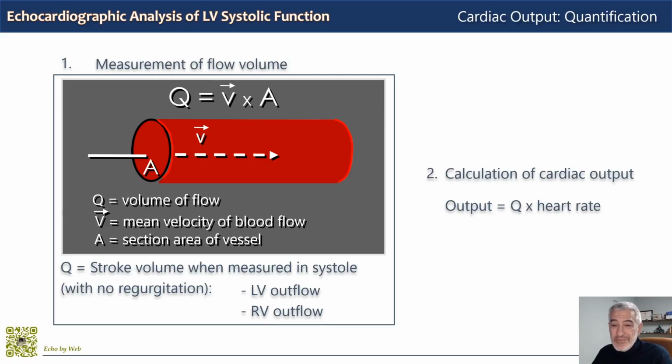As I mentioned previously, in my opinion, the most accurate method to measure stroke volume in echocardiography is with pulsed Doppler flow. Now, the flow volume Q up here in this panel equals V, the mean velocity of blood flow sampled with pulsed Doppler at the same location here, for example, where we measure A, which is the section area of the vessel. When measured in systole, without regurgitations, in the left ventricular outflow tract, for example, we have left ventricular stroke volume. If we measure this at the outflow of the right ventricle, for example, we have right ventricular stroke volume.